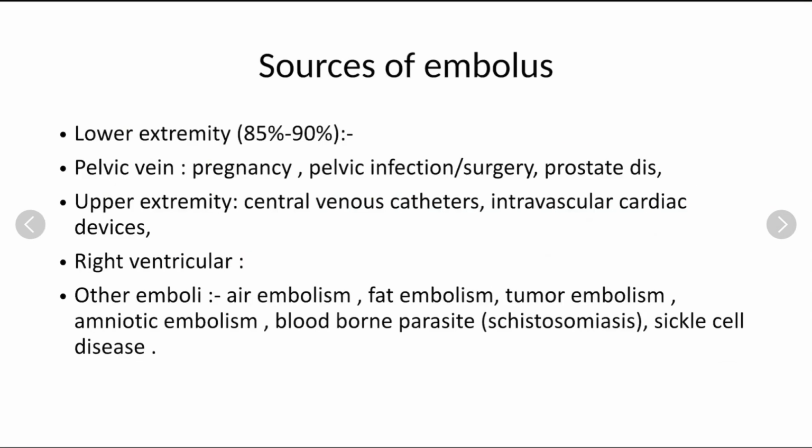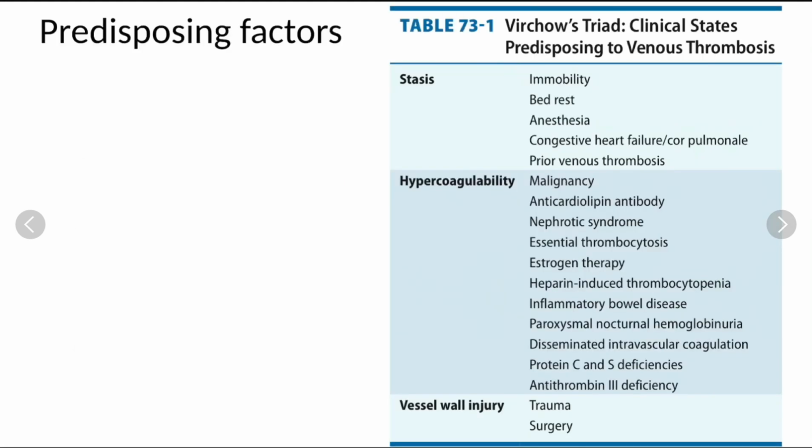What is the source of embolus? In 85 to 90% of cases, the lower extremities are the source of embolus. In a few conditions like pregnancy, pelvic infection, surgery, or prostate disease, the pelvic veins could be the source of embolus. In central venous catheters or intravascular cardiac devices, the upper extremities can be the source of embolus, and the right ventricle can also be a source. Other emboli include air embolism, fat embolism, tumor embolism, amniotic fluid embolism, blood-borne parasites like schistosomiasis, and sickle cell disease.